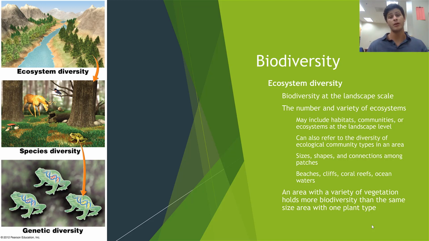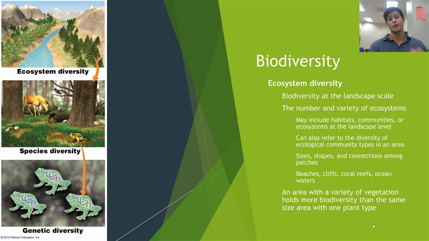Ecosystem diversity is biodiversity at the landscape scale, so think in a very broad sense over a very broad area. This can basically include the number and variety of ecosystems and some of their subcomponents in that given area or landscape. So this may include diversity of habitat types, diversity of biological communities, or a combination of the two, where we look at a diversity of ecosystems, basically a variation in the communities in that area, as well as the abiotic components with which those communities interact.